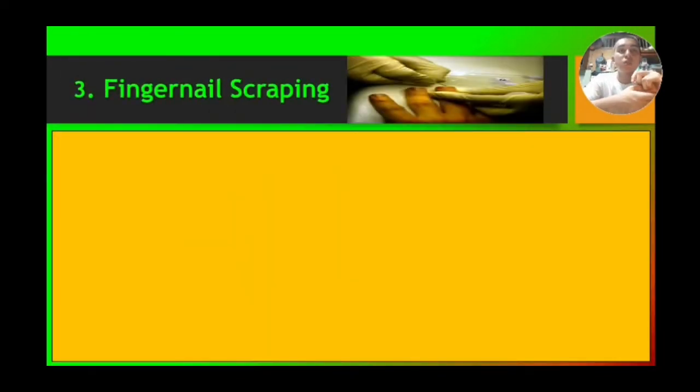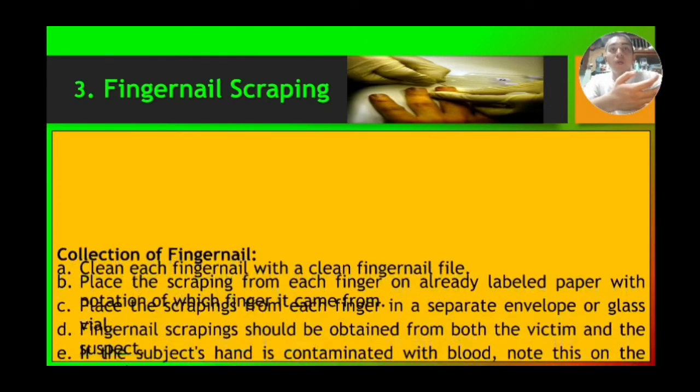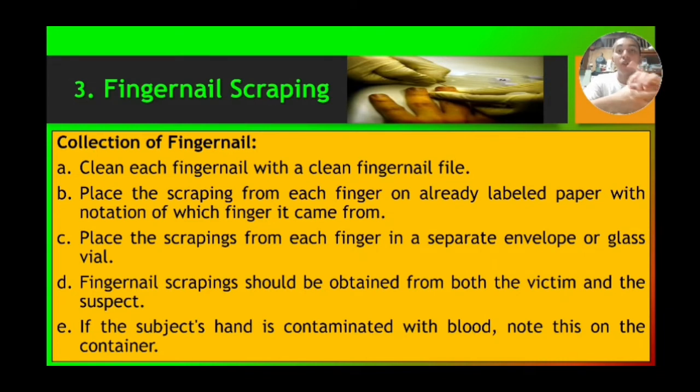Fingernail scraping. This usually can be found when physical touch or assault is involved. And here are some ways on how to collect fingernail scrapings. A. First of all, clean each fingernail with a clean fingernail file. B. Place the scraping from each finger on already labeled paper with notation of which finger it came from. C. Place the scraping from each finger in a separate envelope or glass vial. D. Fingernail scraping should be obtained from both the victim and the suspect. E. If the subject's hand is contaminated with blood, note this on the container.